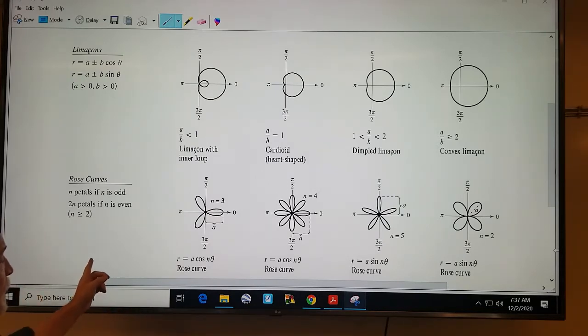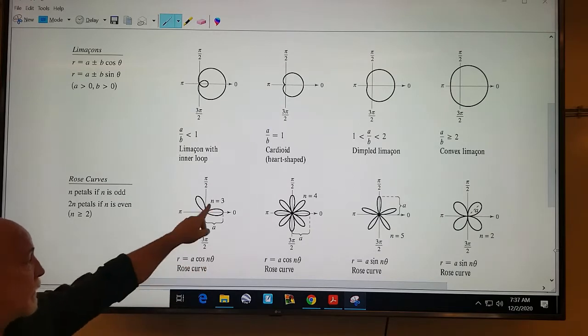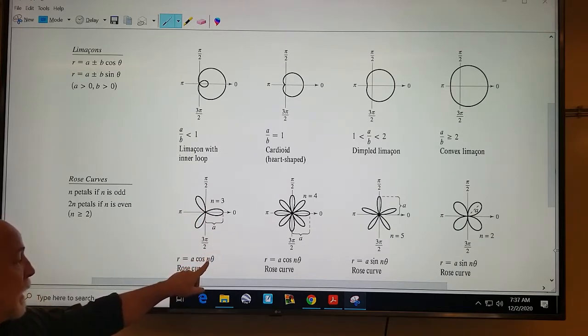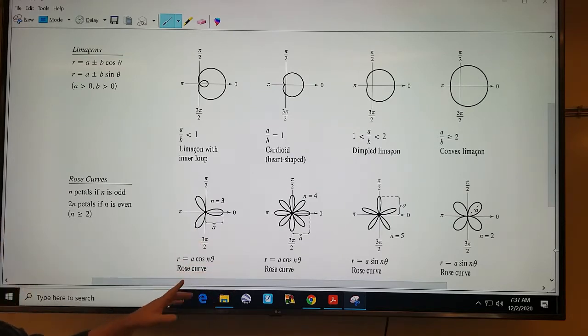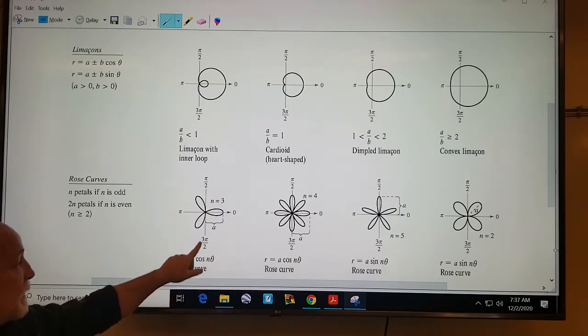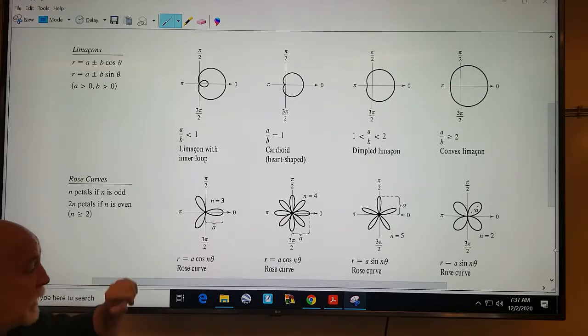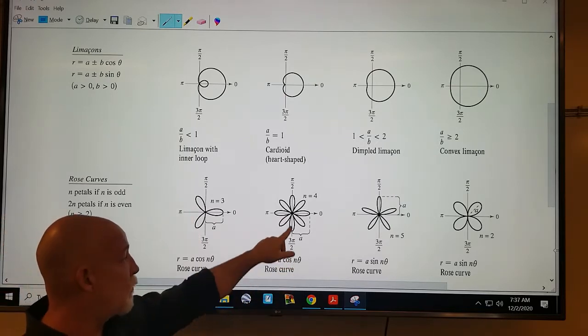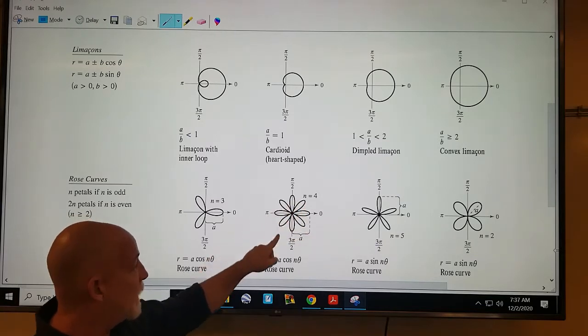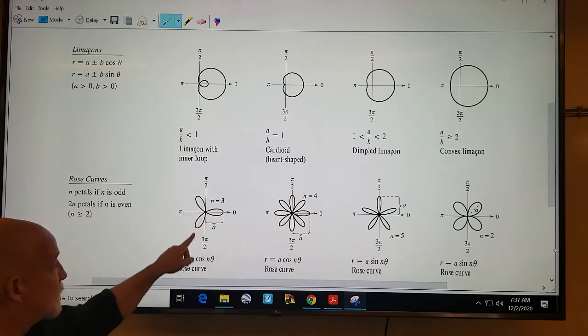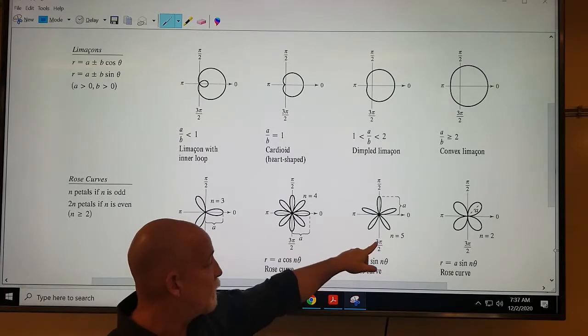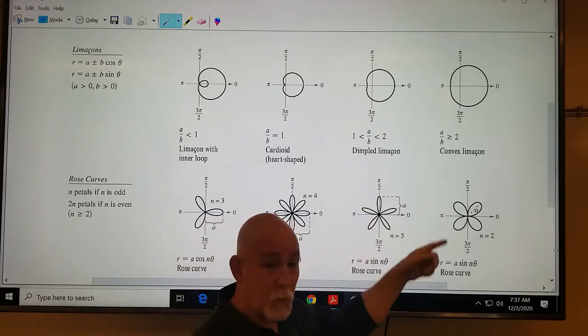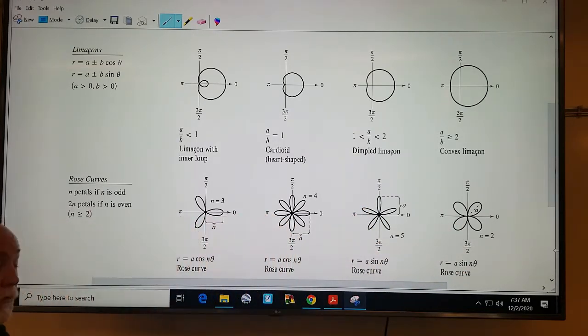But for these, the number of petals that you end up with is either going to be the number that's the multiple of theta or twice that. And what do I mean by that? Well, if n here is an odd number, you're going to get that many petals. And if n is even, you're going to get twice that many. So here, if n was 4, we'd actually have 8. See over here, n is 3, we end up with 3, same idea. If n's 5, we'd have 5, but n is 2 is 4. So the idea is if it's an odd multiple of theta, you get that many petals. If it's an even multiple, you're going to end up with twice as many.